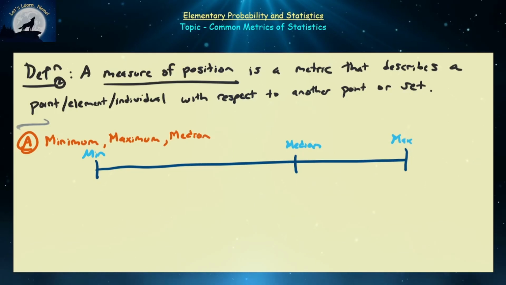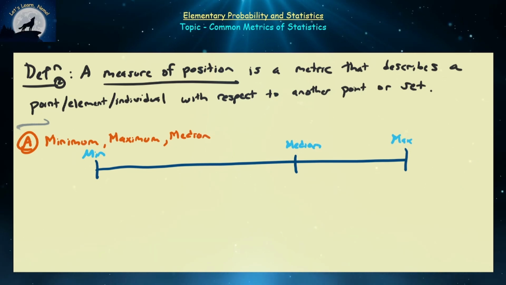Now let's move on to the second class of metrics commonly used in statistics, called the measures of position, which are metrics that describe a point, element, or individual with respect to another point or set. We've actually already discussed to some degree three common measures of position: the minimum, the maximum, and the median. In this horizontal chart, I have the minimum, maximum, and median all drawn. So what exactly do they mean with respect to the measure of position?